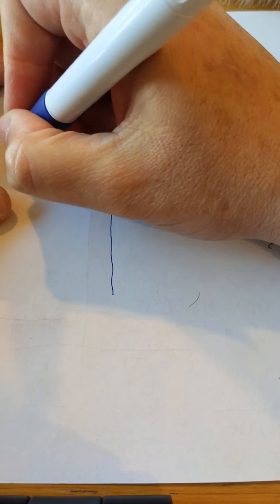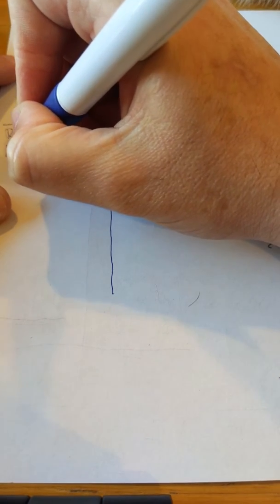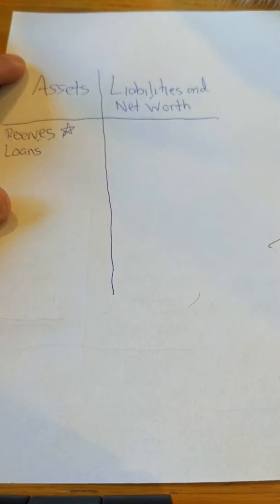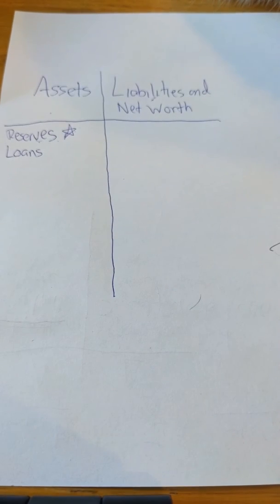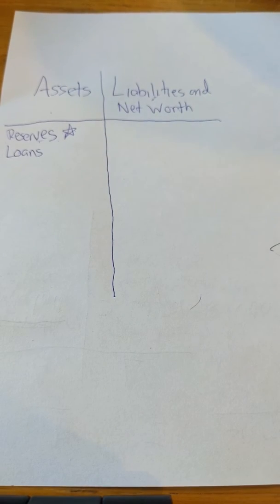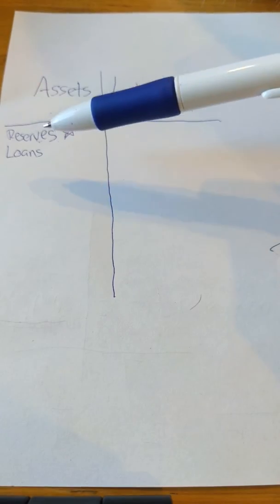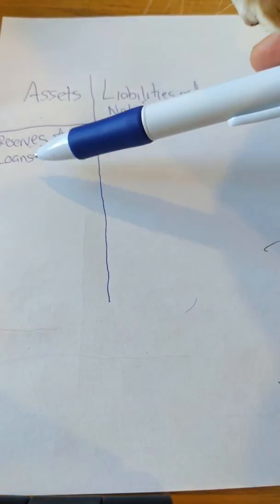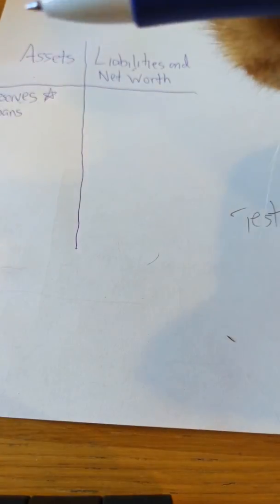Another asset banks have are loans outstanding. Those are the loans that they give out to people, not the loans that they themselves take on. So if I'm the bank and I loan money to somebody, I don't have the money anymore, but what I will have is an IOU that'll go in this category.